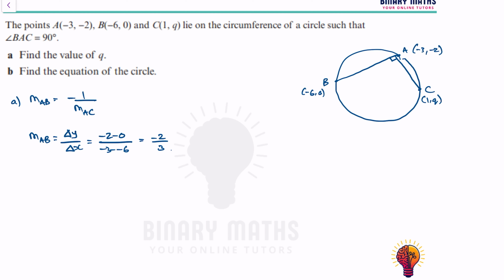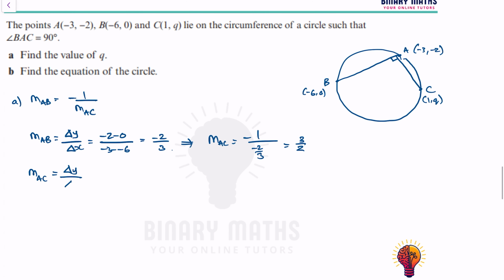Because the gradient of AB is negative 2 over 3, and AB is perpendicular to AC, the gradient of AC must be the negative reciprocal of this gradient, which gives me 3 over 2. So the gradient of AC is equal to change in y over change in x, which is q minus minus 2 over 1 minus minus 3, which is q plus 2 over 4.